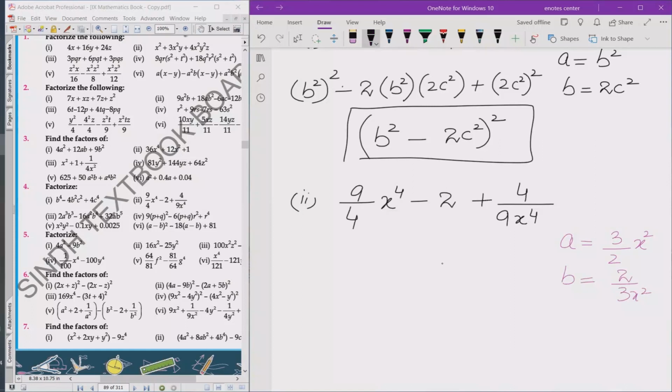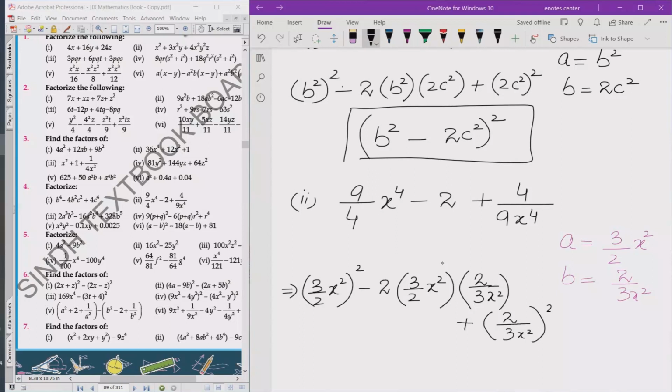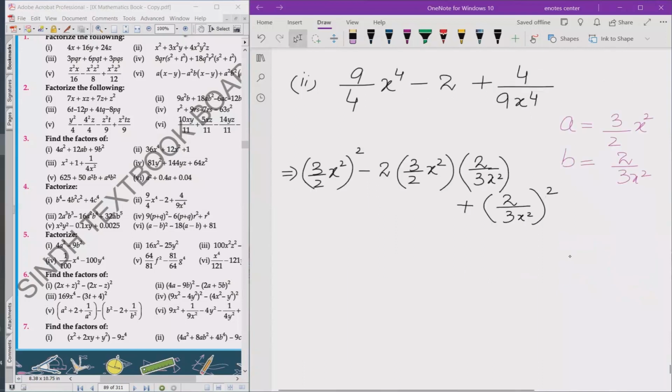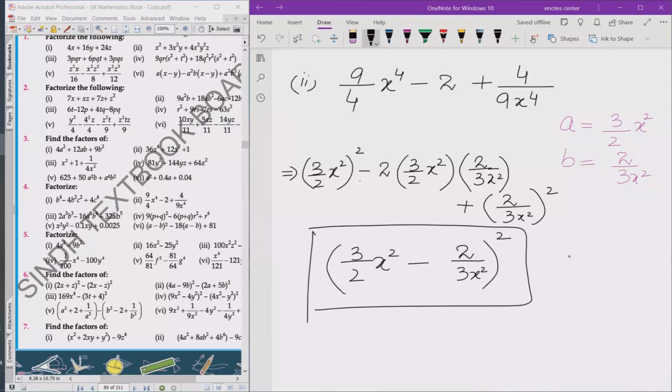So we will apply this A and B here, like 3 upon 2 x square, the whole square minus 2. And after that, we will see 3 upon 2 x square and 2 upon 3 x square here. And for B, we will see 2 upon 3 x square whole square. So now we get the answer: 3 upon 2 x square minus, because we have minus here, 2 upon 3 x square. Yes, so this is the answer of question number 2.